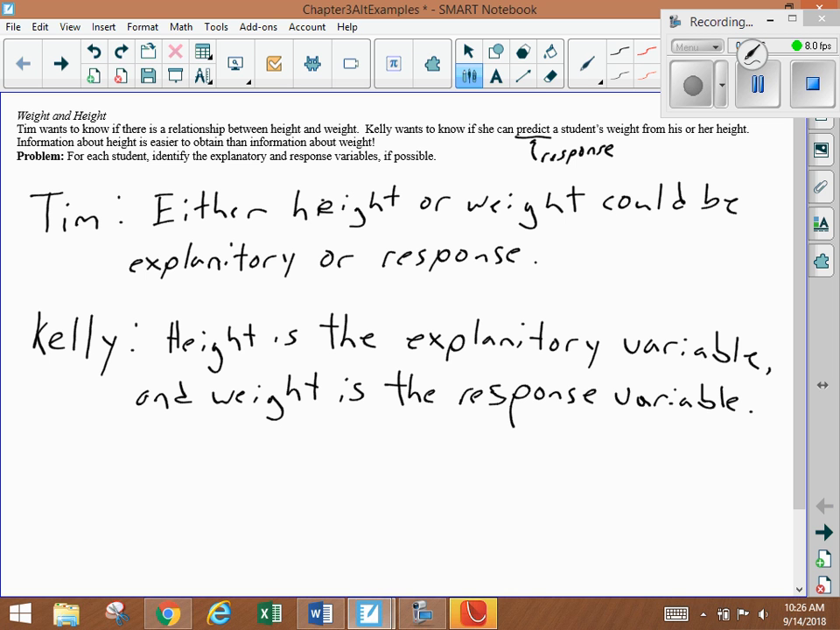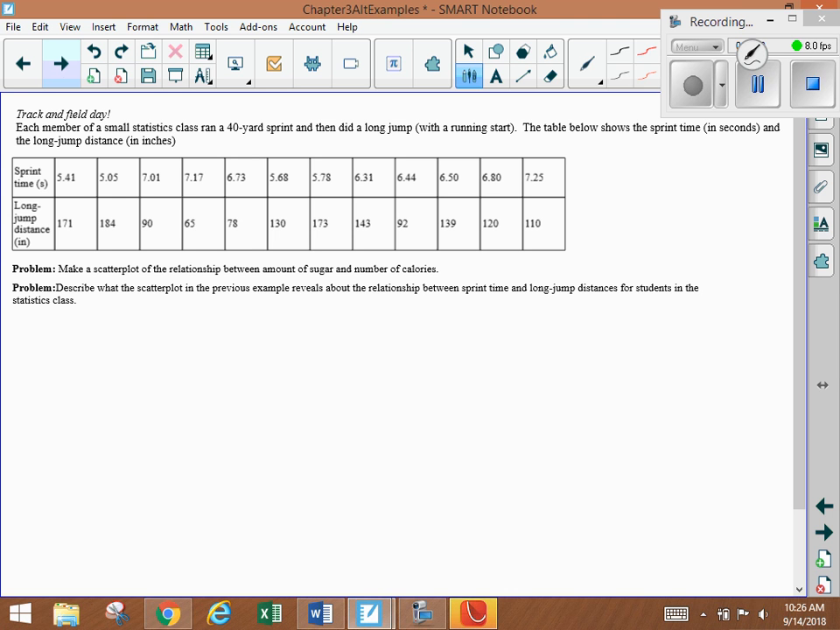All right. Oh yeah, that was really easy. Let's move on to something a little better. Here we go. Let's put some data in our calculators.